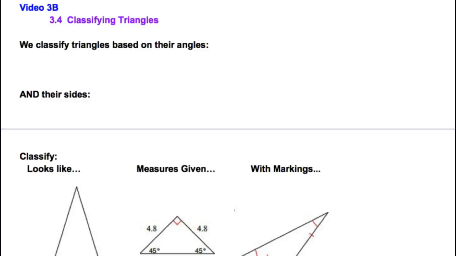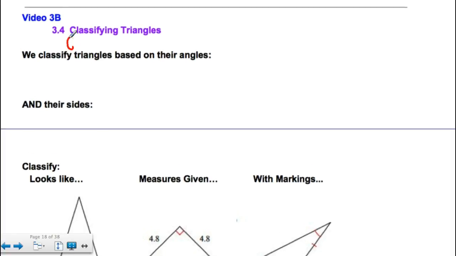Welcome to video 3B, and we're still working with triangles. In this video, we'll discuss how we classify triangles. Another way to put that is how we name them. And we'll also discuss something called the triangle sum theorem.